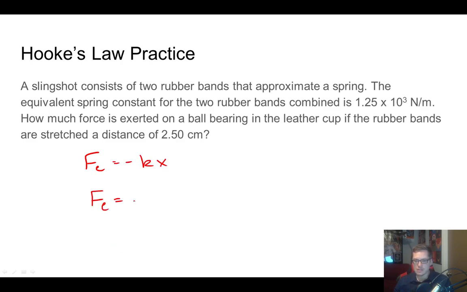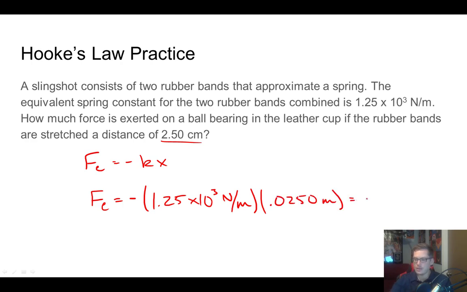So your force elastic is equal to negative k. Your k value, they tell us right there, is 1.25 times 10 to the 3rd newtons per meter. And then it tells us our x value. This is the distance it's stretched, but the problem is that it's in centimeters and you need it in meters. So we divide by 100, so it becomes 0.0250 meters. So we take 1.25 times 10 to the 3rd times 0.025.